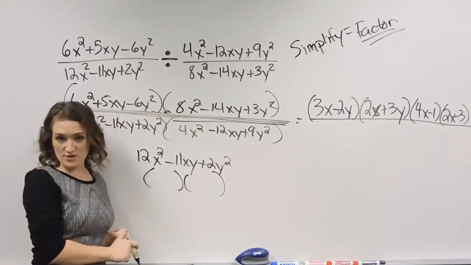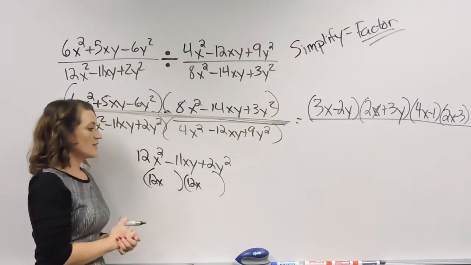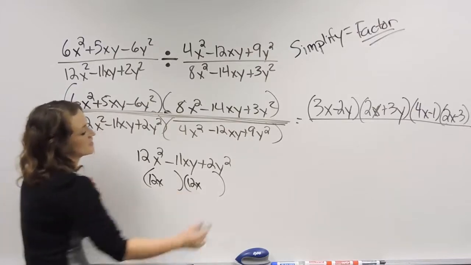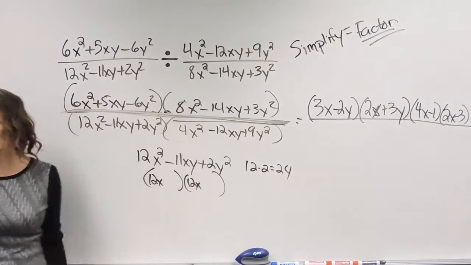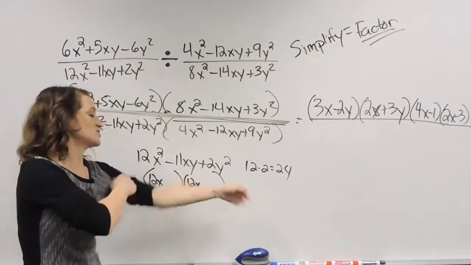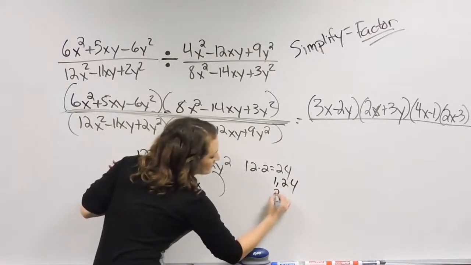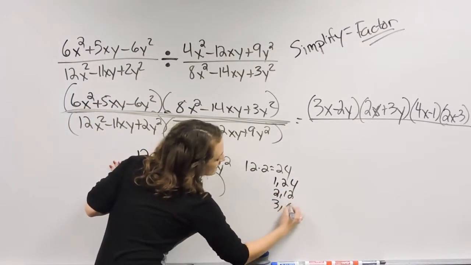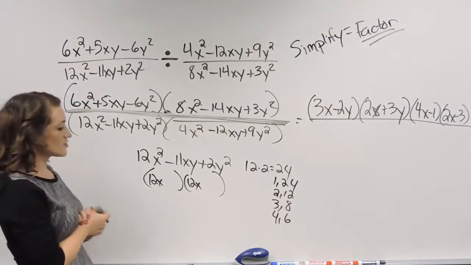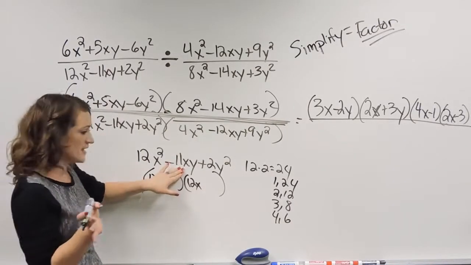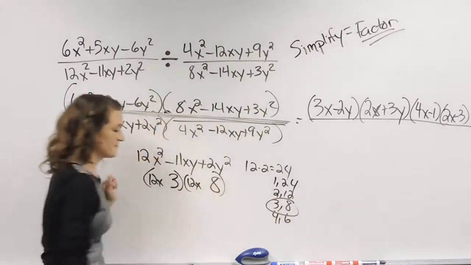So repeat the first term, 12x, 12x. Then do first times last. 12 times 2 is 24. And I should have left that list up there because we just got done listing them. So real quickly here, 1 times 24, 2 times 12, 3 times 8, 4 times 6. And we need the one that adds or subtracts to get us an 11 here. So here we're looking for the 3 and the 8.